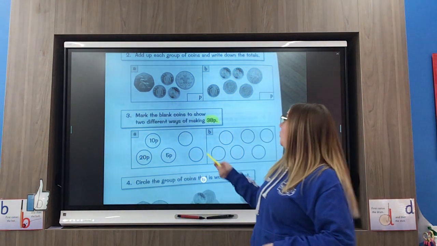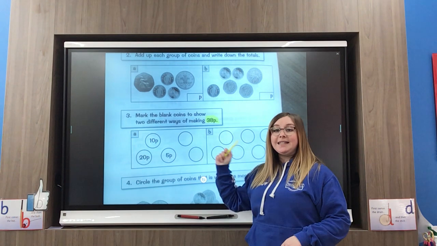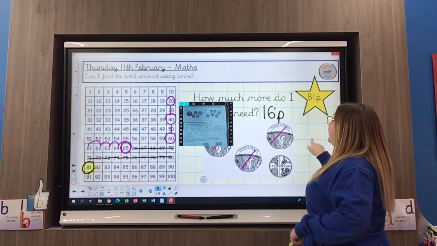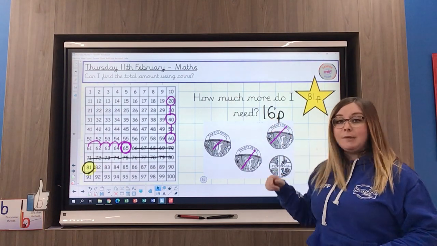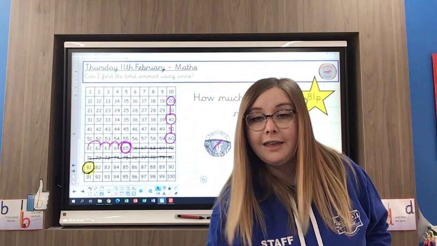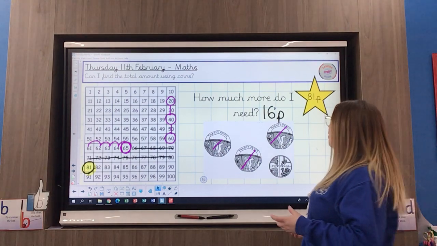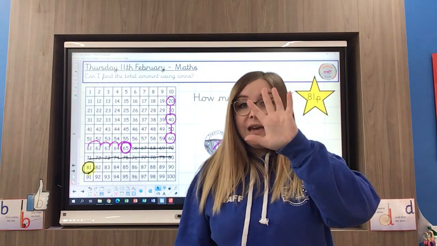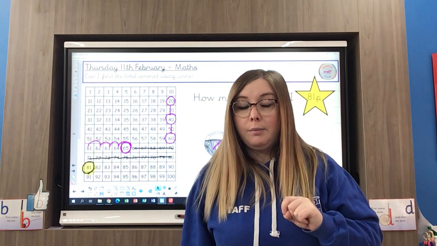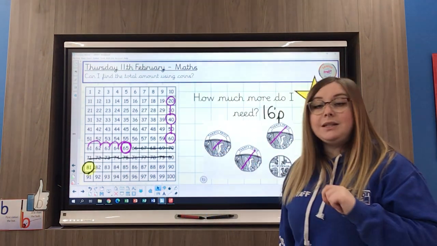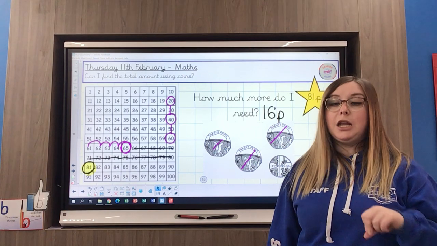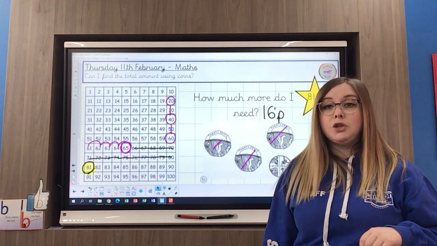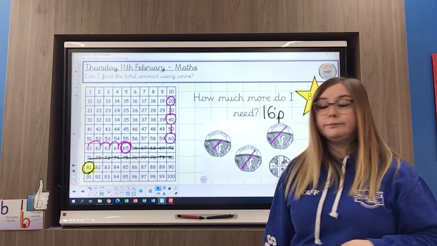But remember, we can only put coins in here that actually exist. So I needed 16 pence here, but a 16 pence coin isn't a thing. But I could use a 10p, a 5p and a 1 pence. Okay, so you've got to think about what coins you can use. You might want to pause the video so that you can complete question 1 and question number 3.